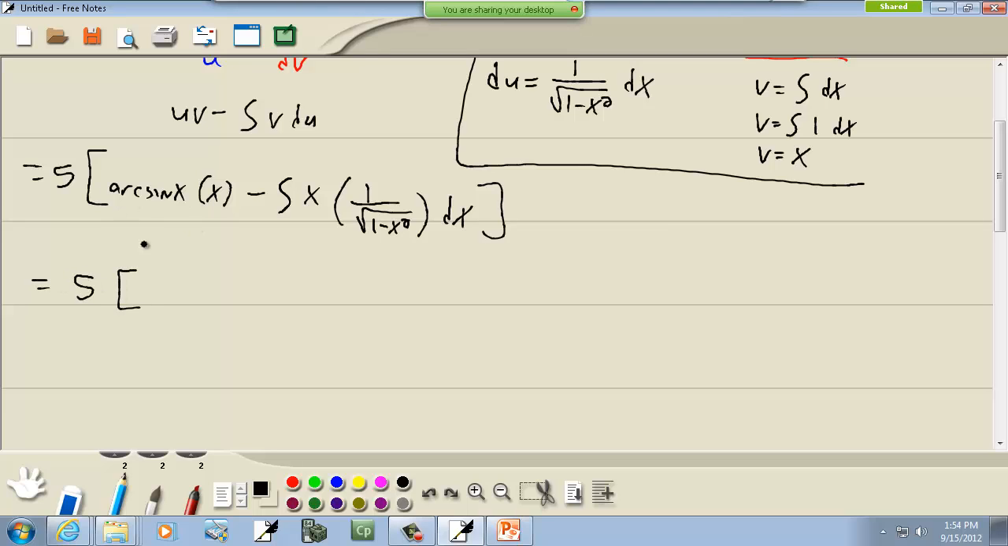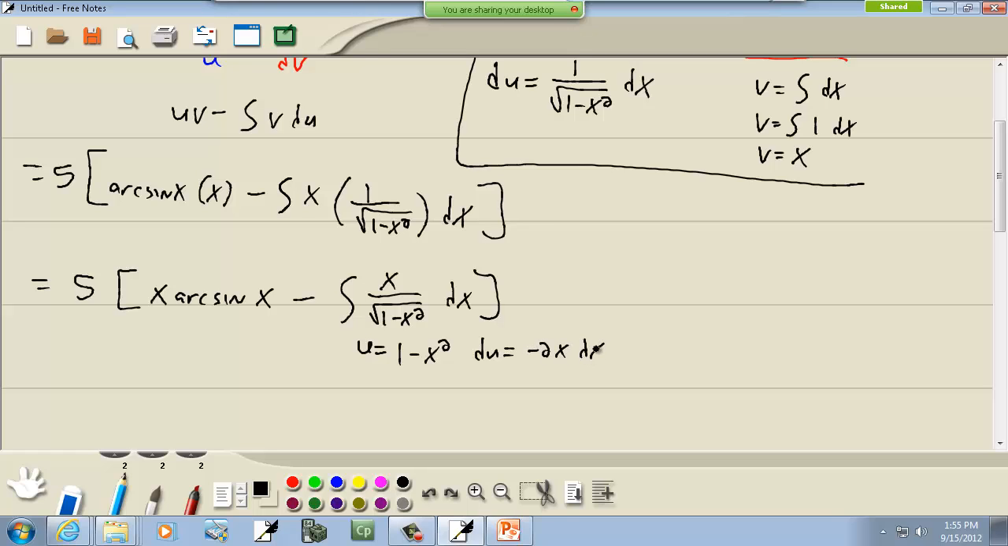Okay, so I'll put the x out in front of that, so that's x arc sine of x minus, and then I'll put the x up on top, and we got the integral of x over the square root of 1 minus x squared dx. Now here I'm going to use my u substitution. I'll let u equal 1 minus x squared. Derivative of negative x squared is negative 2x dx.